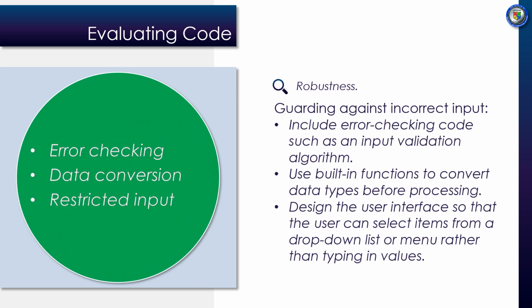We make our programs robust by guarding against incorrect input. We would include error checking code such as input validation. We would use built-in functions to convert data types before we process them. And we'd also design the user interface so that the user can select items from a drop-down list or a menu rather than typing in the values.